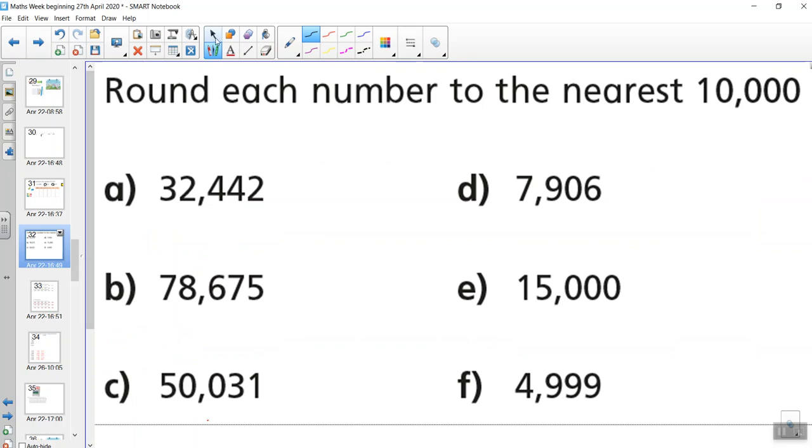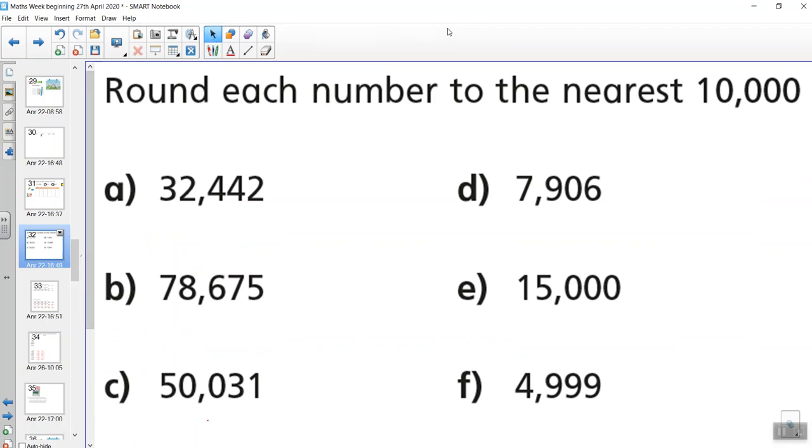Okay, now using the same method, I want you to have a go at rounding each of these numbers to the nearest 10,000. You can use a place value grid, or you can use a number line to help you. Pause the video and have a go. How did you get on? Let's have a look.